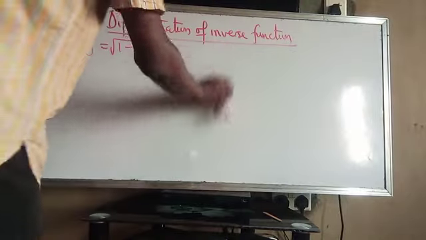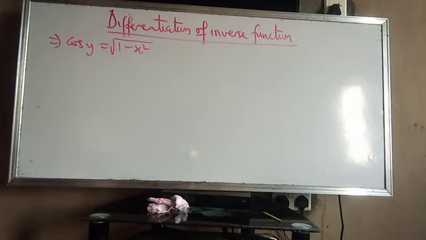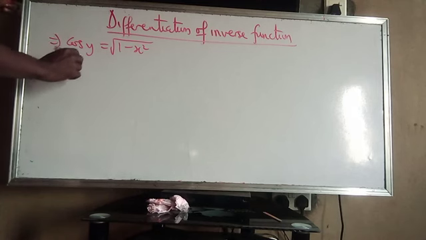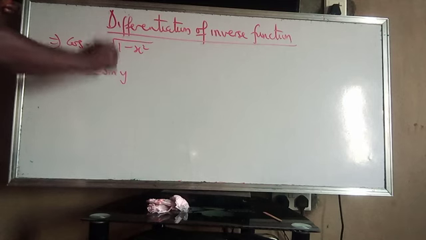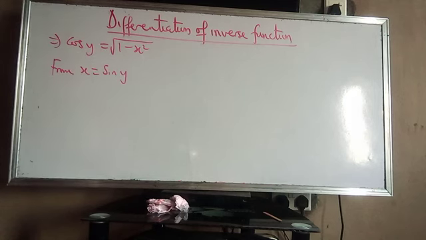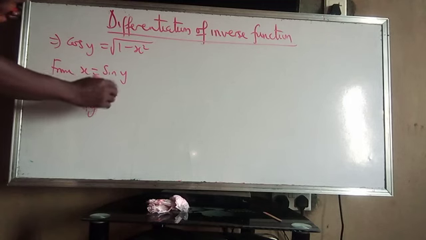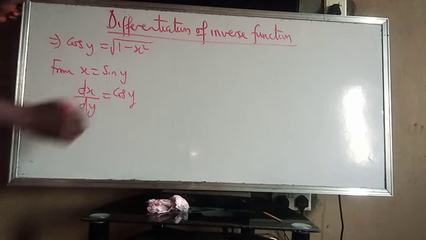x equals sine y. So in that case, cos y equals, and from the given problem, from x equals sine y, dy dx can be obtained here. So we have dx dy equals cos y.